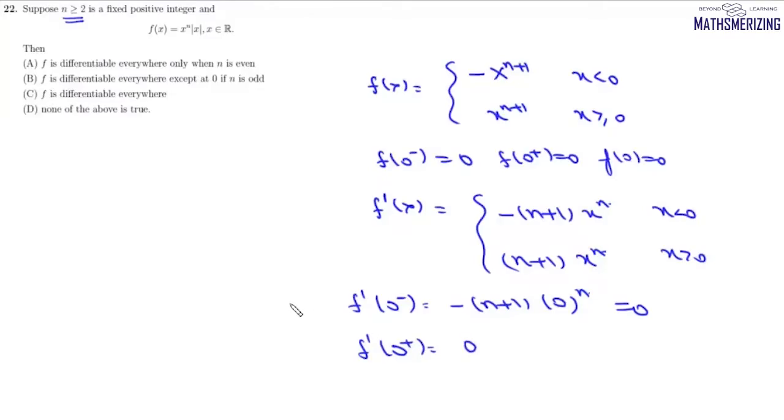So left hand derivative at 0 will be same as its right hand derivative. That means this function is differentiable everywhere, and that's your option C.